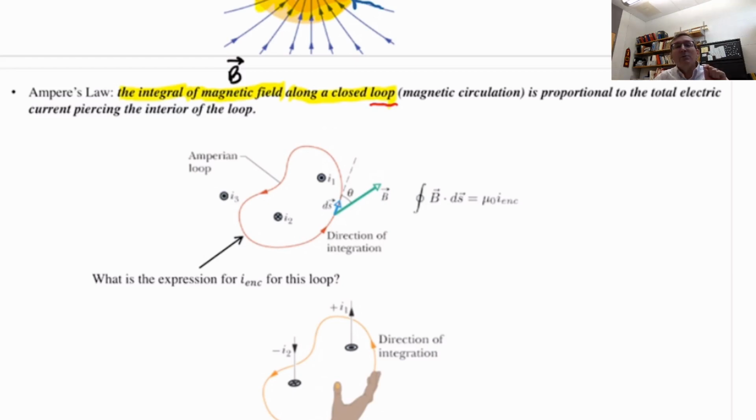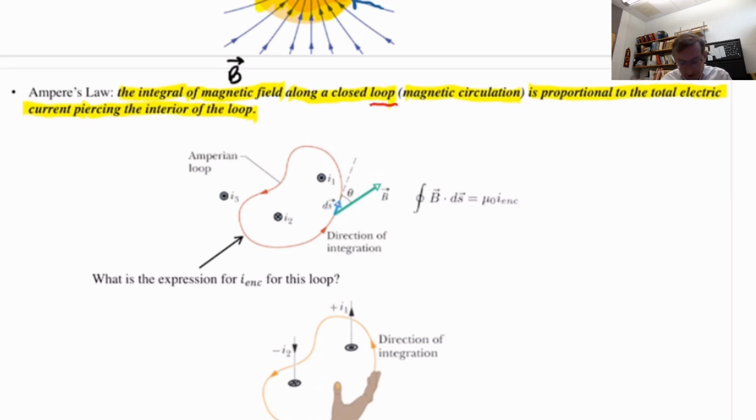Okay? And now what we're doing with Ampere's law is we're going to integrate magnetic field along or around a closed loop. And by the way, we'll give that quantity a name. We had a name for what we call when we integrate electric field over a closed surface. We called it electric flux. So we're going to give a name to the integral of magnetic field around a closed loop. We're going to call it magnetic circulation. All right. So the integral of magnetic field along a closed loop is proportional to the total electric current piercing the interior of the loop, the interior area of the loop.